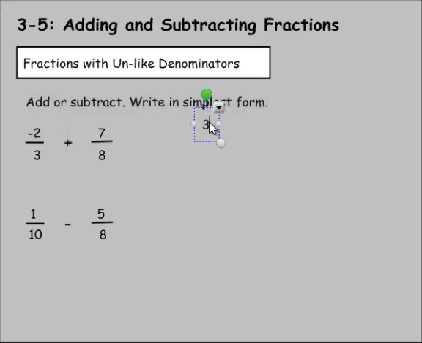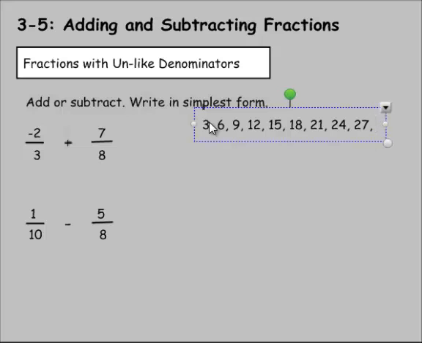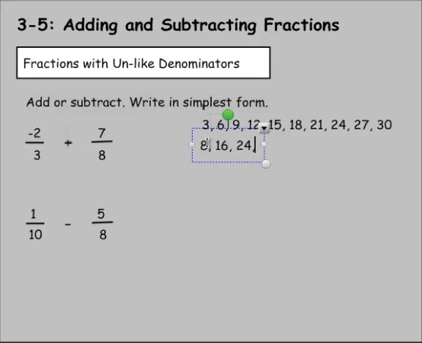So for 3 it would be 3, 6, 9, 12, 15, 18, 21, 24, 27, 30. Let's try 8 then. 8, 16, 24, 32, 40. And look for anything that they have in common. Well, the first one that jumps out to me is 24 here and 24 for 3. So let's make that 24. So 24 is both their denominators.